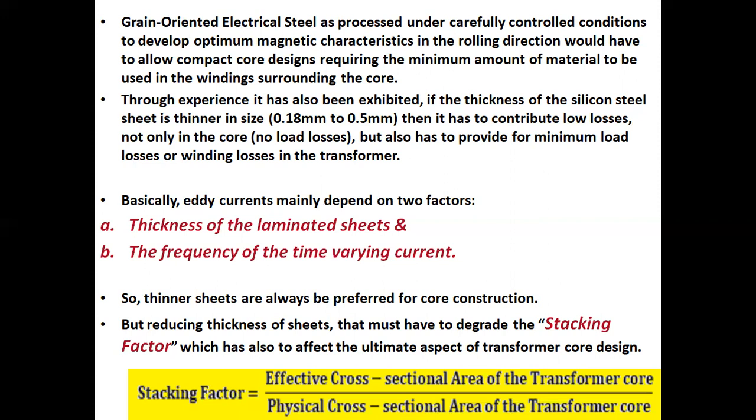Basically, eddy currents mainly depend on two factors: the thickness of the laminated sheets, and the frequency of the time varying current. So, thinner sheets are always preferred for core construction. But reducing the thickness of sheets degrades the stacking factor, which also affects the ultimate aspect of transformer core design.